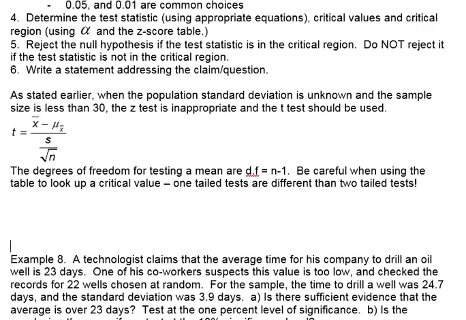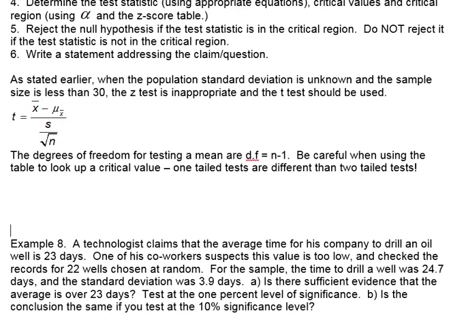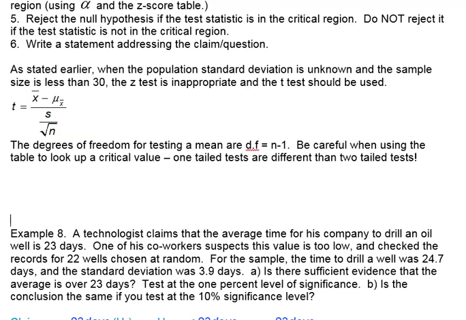So let's look at an example. The technologist claims that the average time to drill an oil well is 23 days. His coworkers suspect this is too low. They check the records, and for that sample, the time to drill was 24.7 days with a standard deviation of 3.9. Is there sufficient evidence that the average is over 23 days? And then we're asked to do two different things. Test at the 1% significance level, and secondly, test at the 10% significance level.